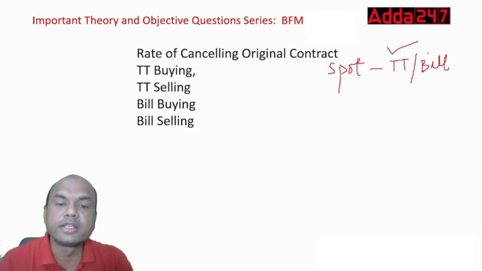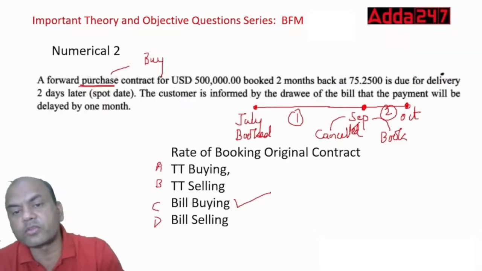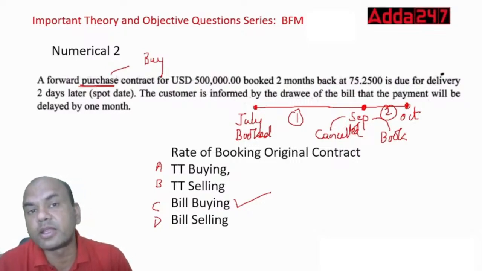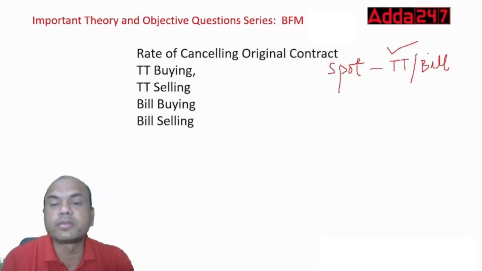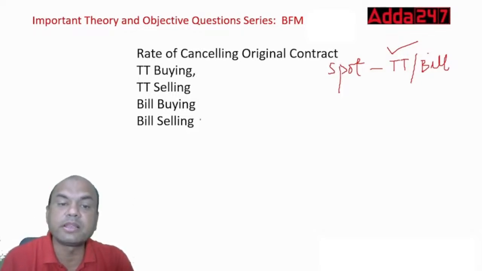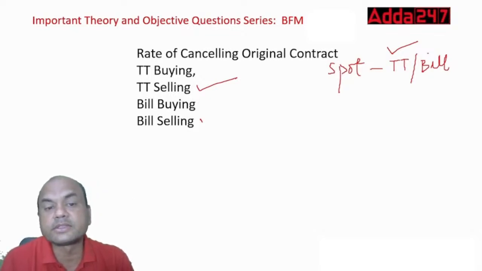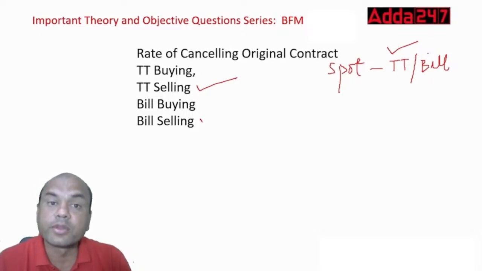So now these two are out. TT is only in. TT buying or TT selling. Now I'm cancelling the contract. So if the contract was booked at what rate? It was booked at the buying rate, right? So originally it was booked at buying rate. So cancellation will be done at what rate then? Will it be buying or selling? So if I do something at buying, I'll have to cancel that using selling, right? So the answer will be TT selling rate over here. Cancelling is always done at the reverse rate of the booking.